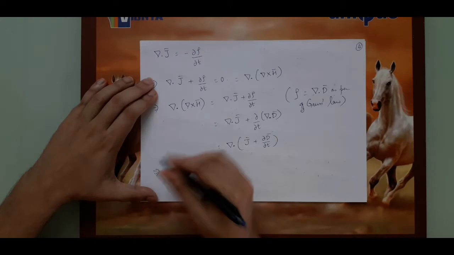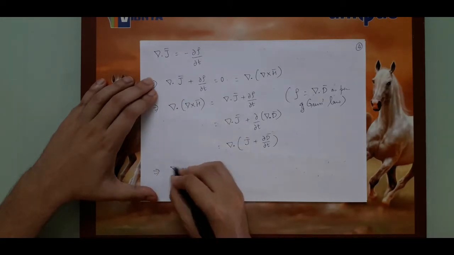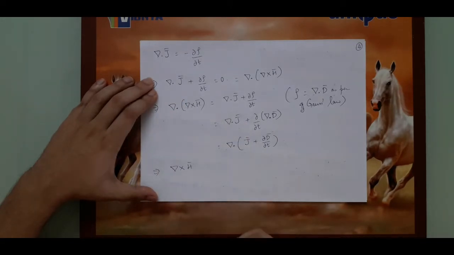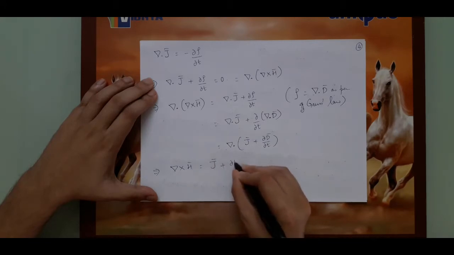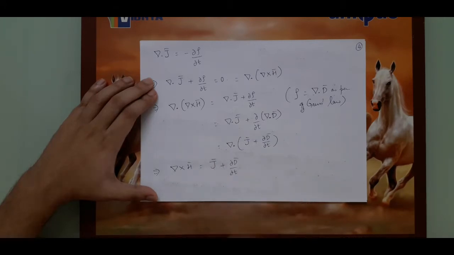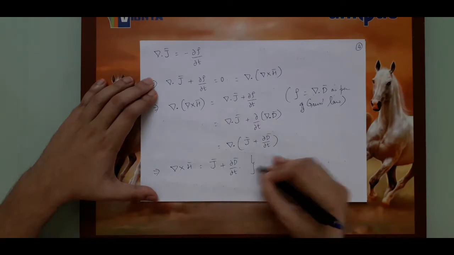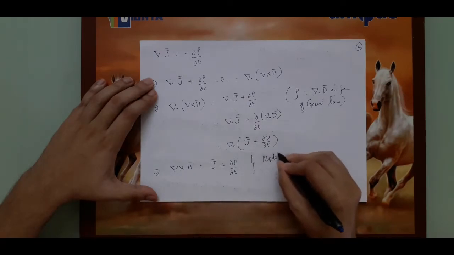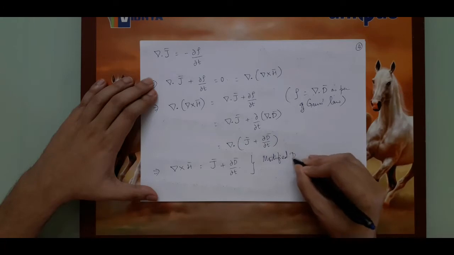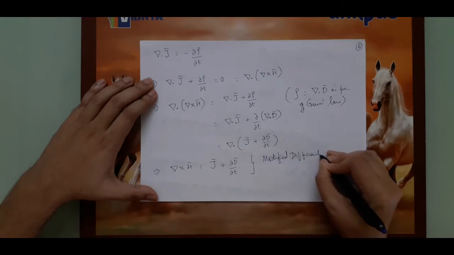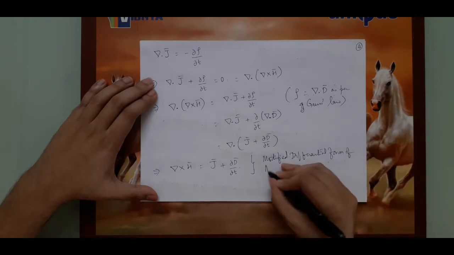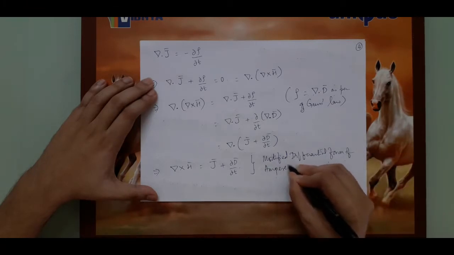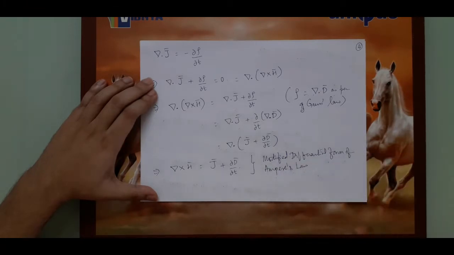So therefore, removing the divergence, I can say del cross H is equal to J plus del D by del T. This is the modified differential form of Ampere's law. This was the biggest contribution by Maxwell.